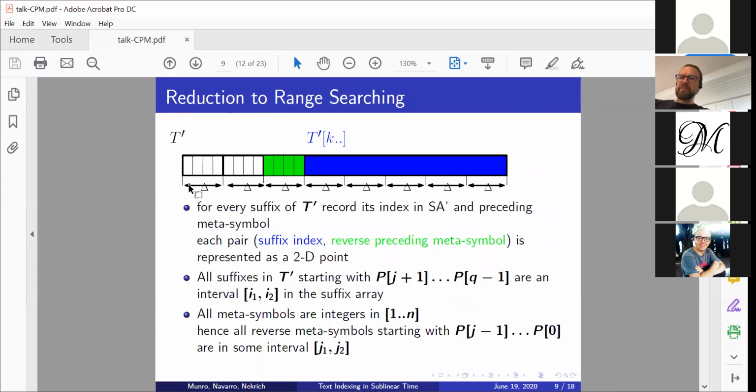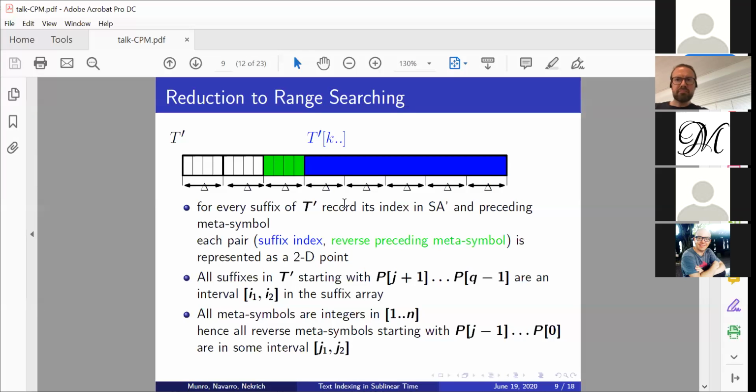So we need then to construct a set of two-dimensional points. Every two-dimensional point is a pair that corresponds to an index. For example, if you consider this blue index that starts at position k, then the pair will correspond to the position of this blue suffix in the suffix array SA prime. And the second component will correspond to this green meta symbol, with the symbols of the green meta symbol listed in reverse order.